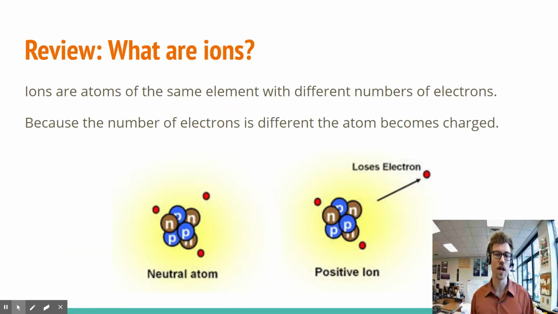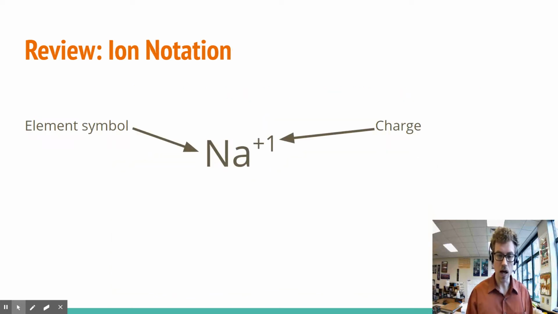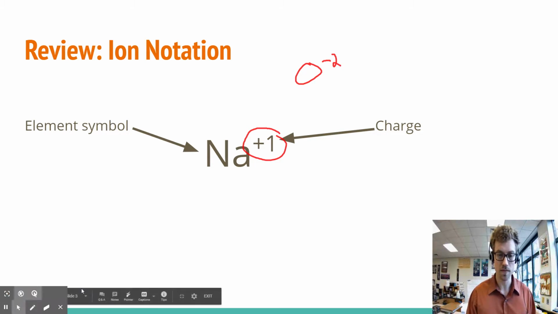Now, before we do that, we need to review a few things, the first of which are ions. Ions are charged atoms of the same element that have different numbers of electrons. And it's the fact that they have those different numbers of electrons that causes them to become charged. Remember that atoms can become either positively or negatively charged, depending on whether they are gaining or losing electrons. The way that we show ions is with this notation here, where we are drawing the charge on the upper right hand side. So this is sodium with a +1 charge. We could also have oxygen with a -2 charge, right? Lots of different ways that we can look at ion notation.